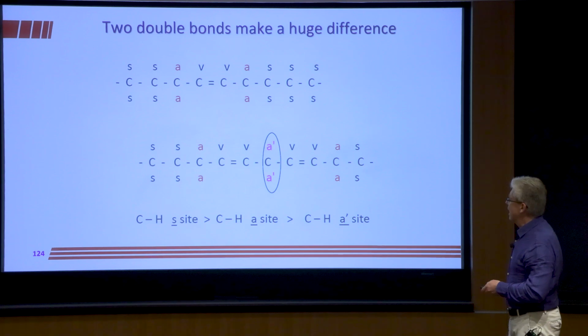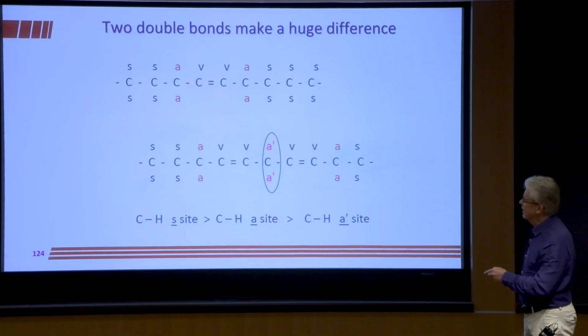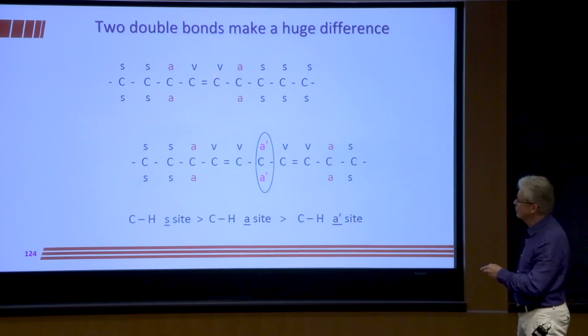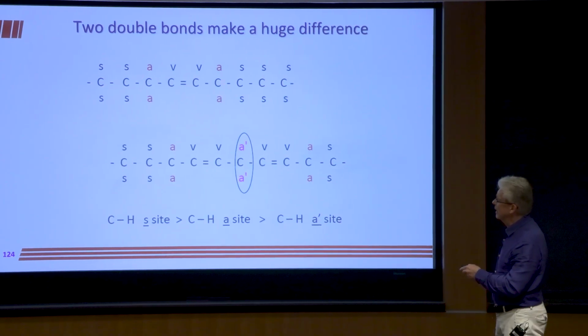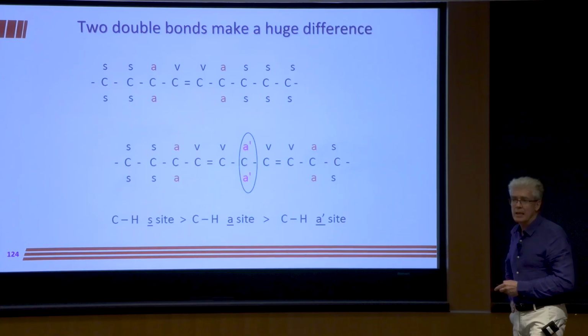I spoke about how you have this vinylic system in the center of this chain here, with 2 carbon atoms. If you have the double bond here, you've got one vinylic hydrogen atom here and one vinylic hydrogen atom here too. And then you have allylic hydrogen atoms, right? But what if you have 2 double bonds in the molecule?